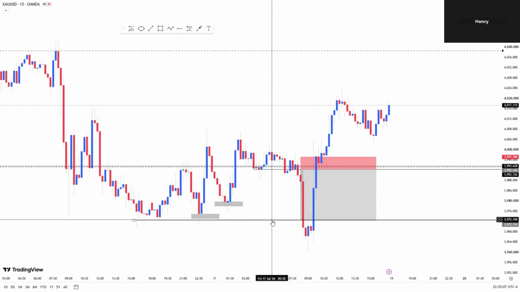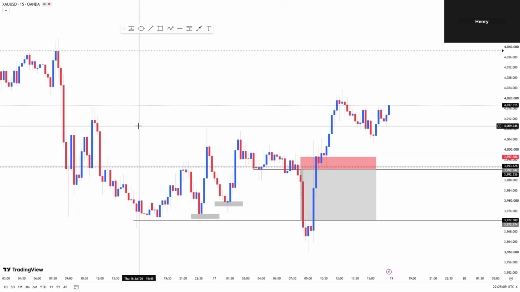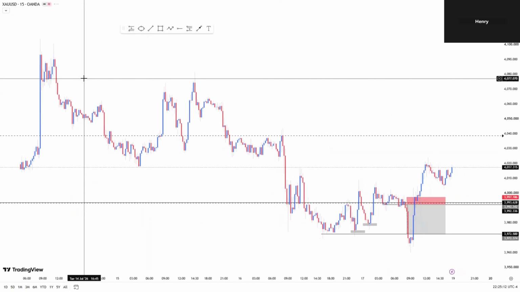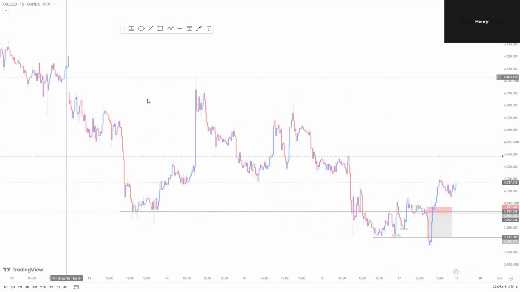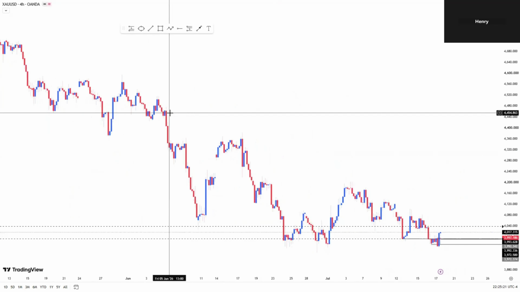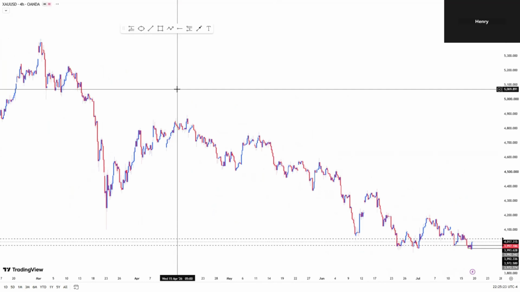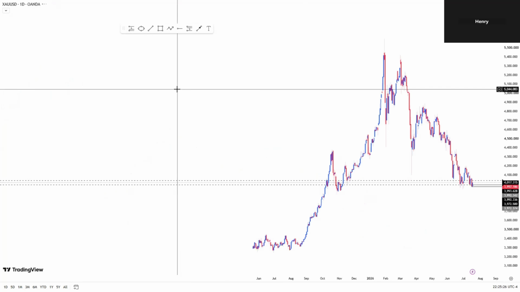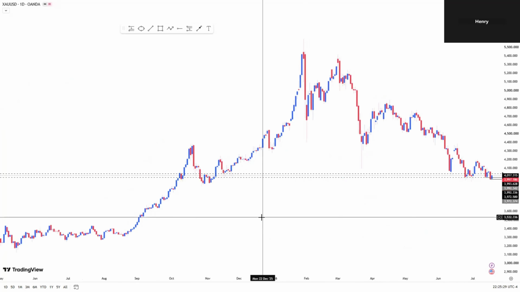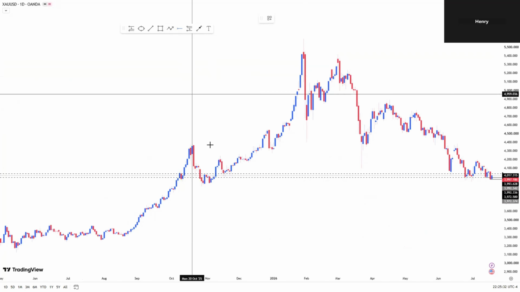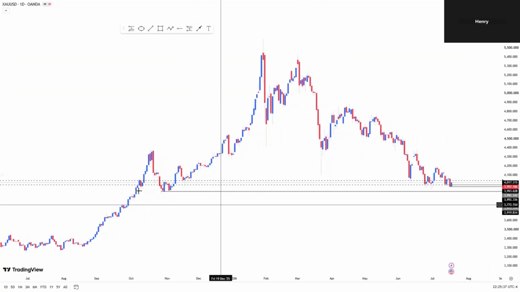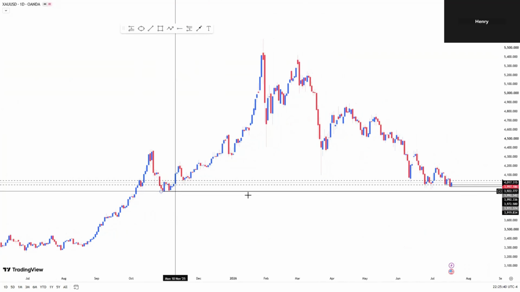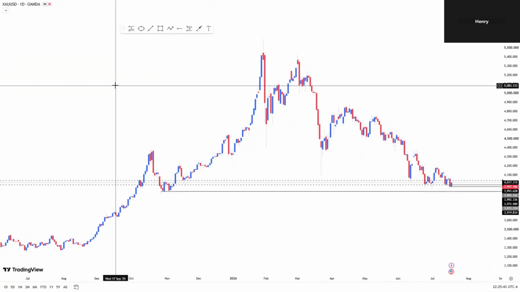I sold, and let me show you guys where I was TPing, because if we go to the 4-hour, or matter of fact, let's go to the daily. Okay, let's go to the daily. This was where I was TPing. I was TPing for this point down here because this was the next level of buyers, right? This was where I was TPing, but I got out the trade early because of the 5-minute.